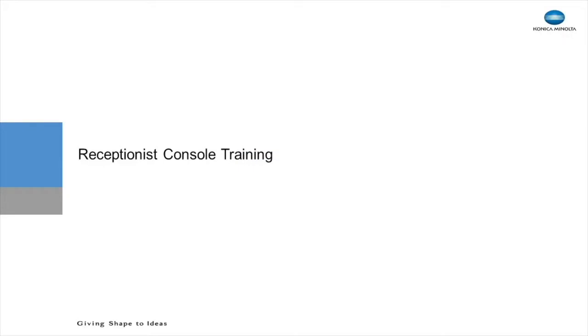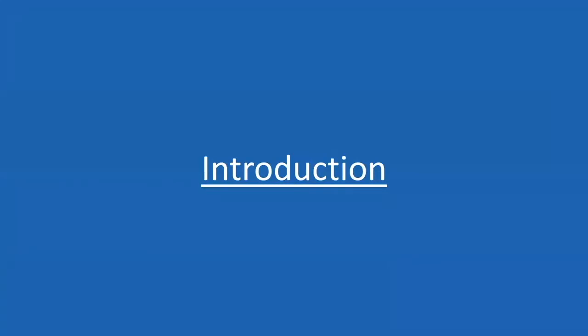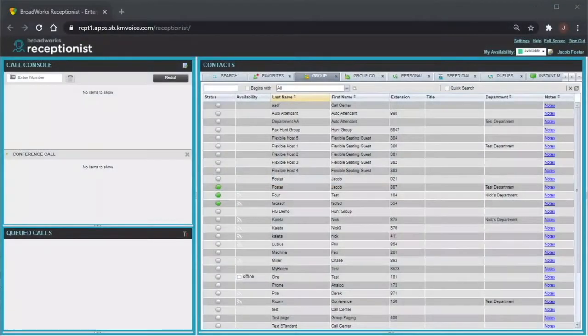The goal of this training is to guide you through many of the core features of the system. To begin, let's take a look at the main sections of the console. The main page is broken into 4 sections.